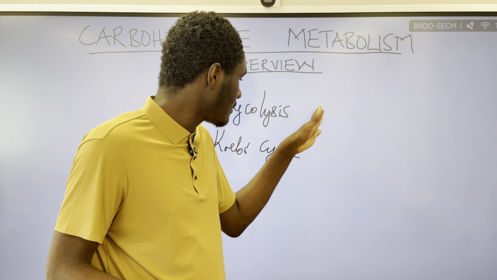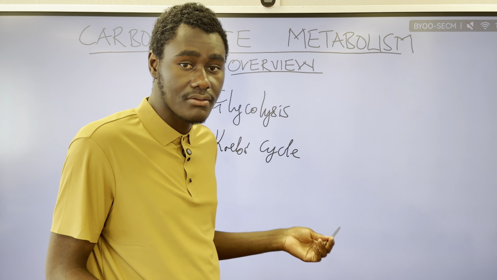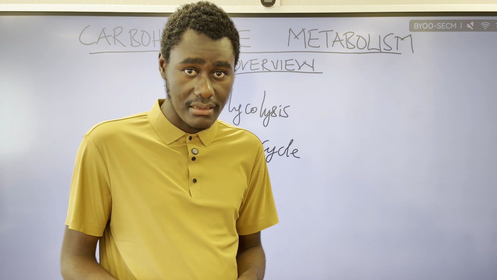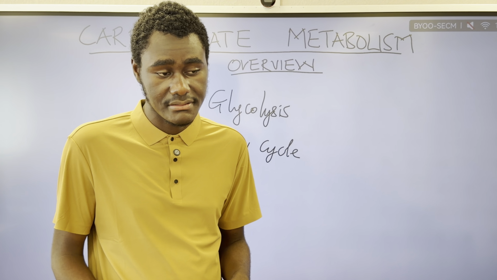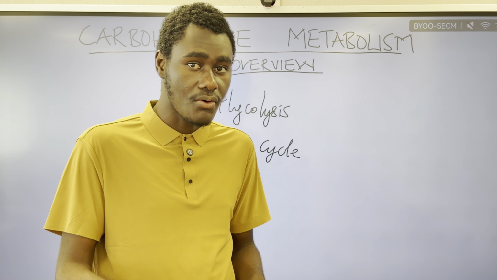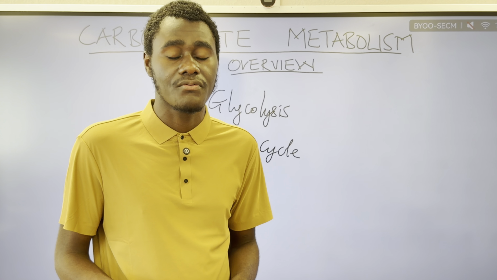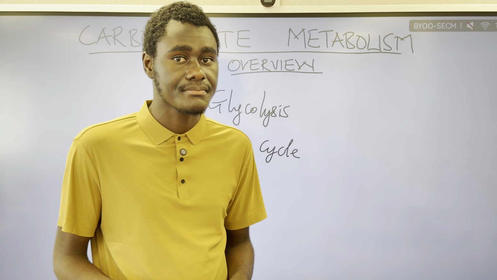As well as glycolysis providing pyruvate, the Krebs cycle is going to use acetyl-CoA and oxaloacetate. So the pyruvate that we're going to get from glycolysis is going to be converted to acetyl-CoA, and later the acetyl-CoA is going to be used in the Krebs cycle in order to provide more molecules of ATP.